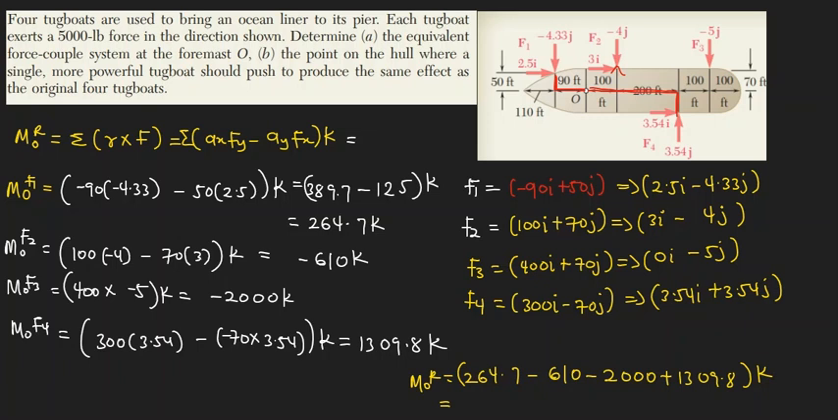So we have 264.7 minus 610 minus 2000 plus 1309.8. So this will give us a value of minus 1035.5k. So this will be the resultant moment of the couples. Let's take note of this. And also the unit will be kip feet.